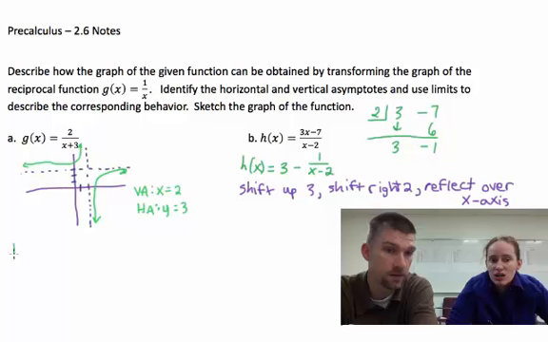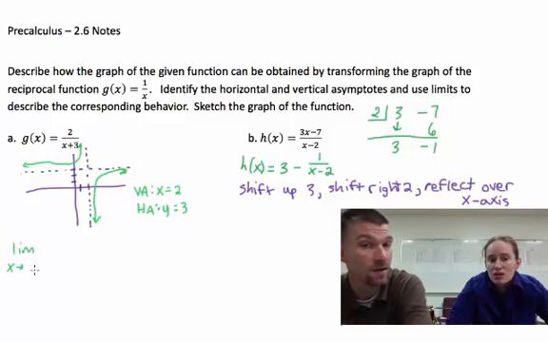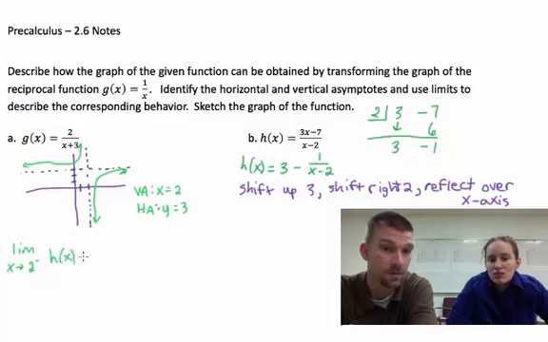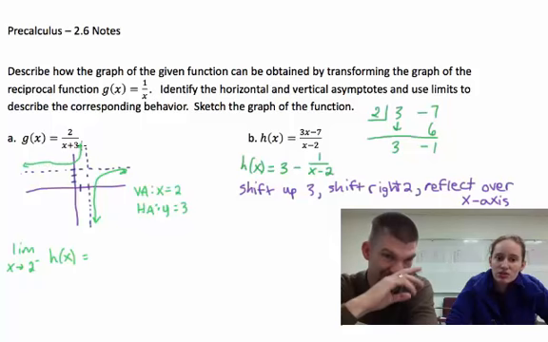We need the limits going both ways. So we need the limit from the left and right of the x equals 2 part. We also need the limit as we go to positive and negative infinity. So a lot of limit notation here. For h of x, as we're going toward 2 from the negative direction, we're following this line along, and we're going to end up going toward positive infinity.